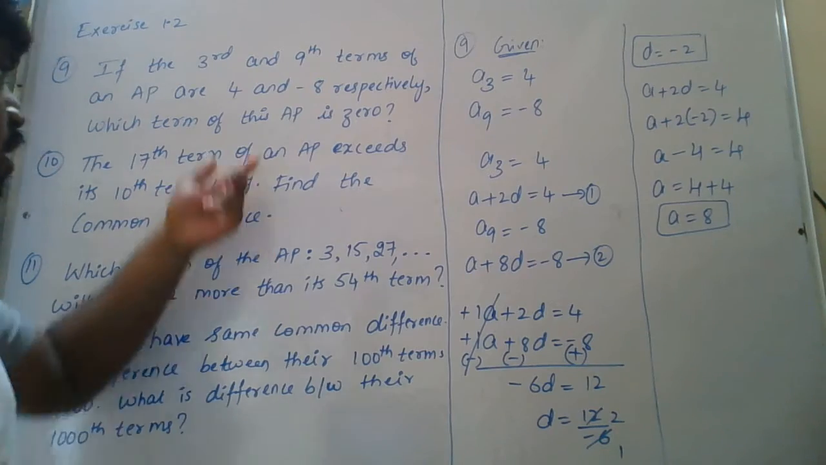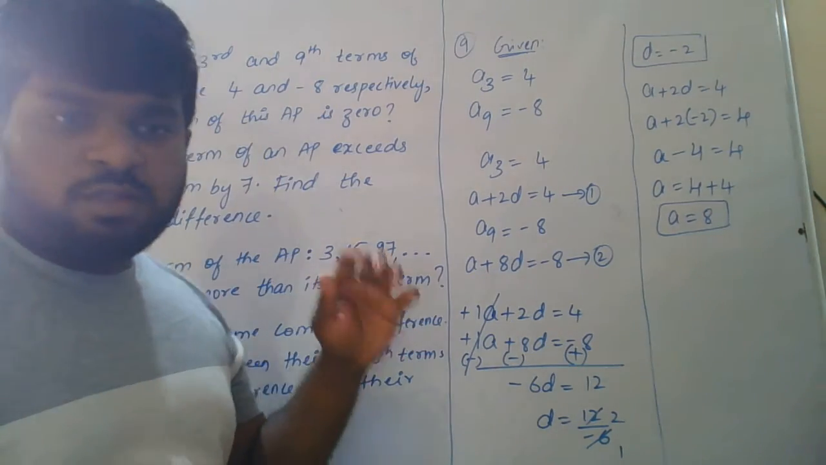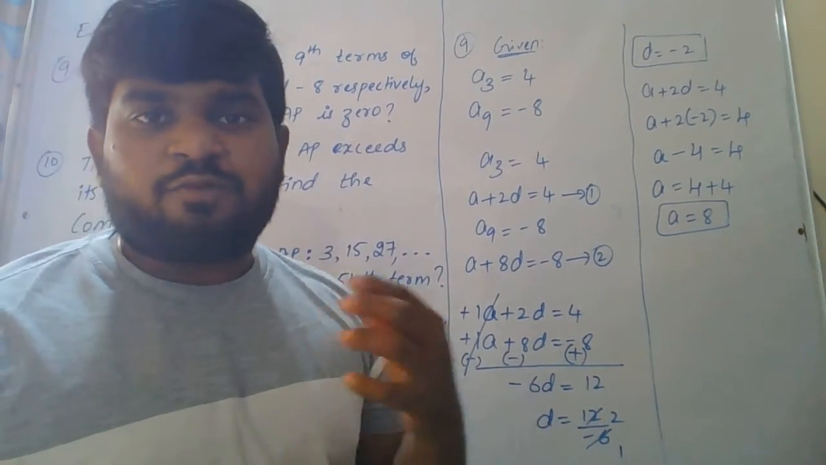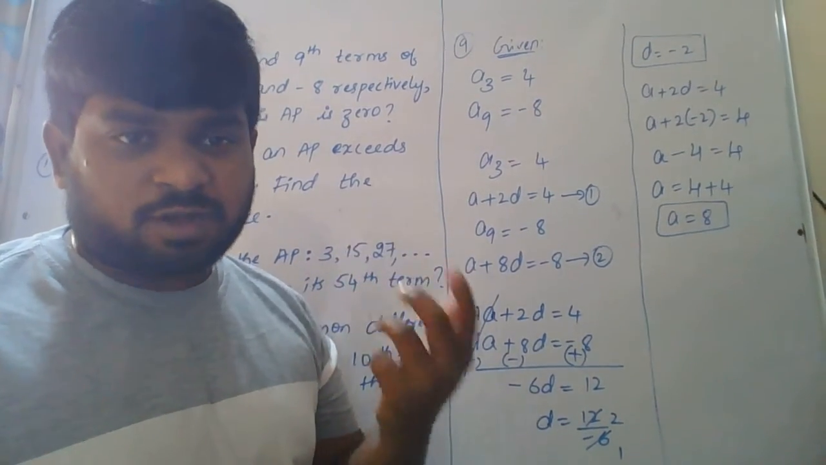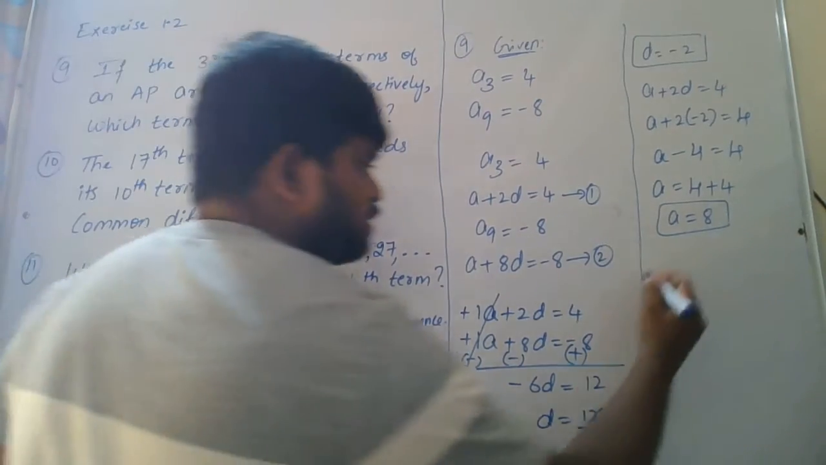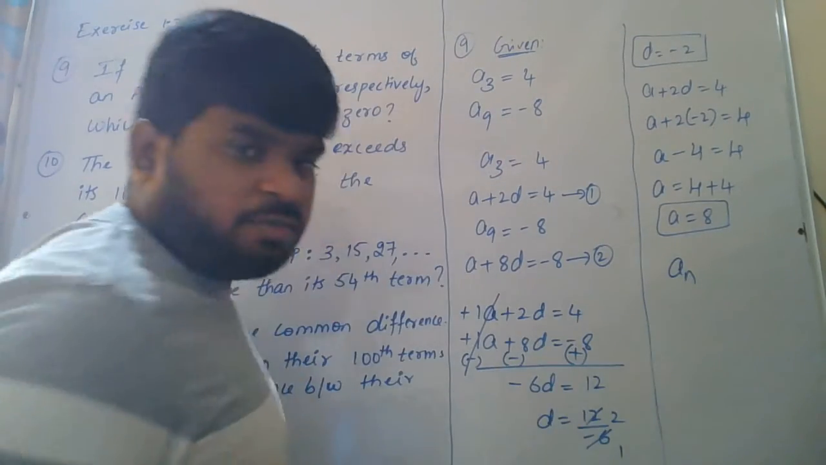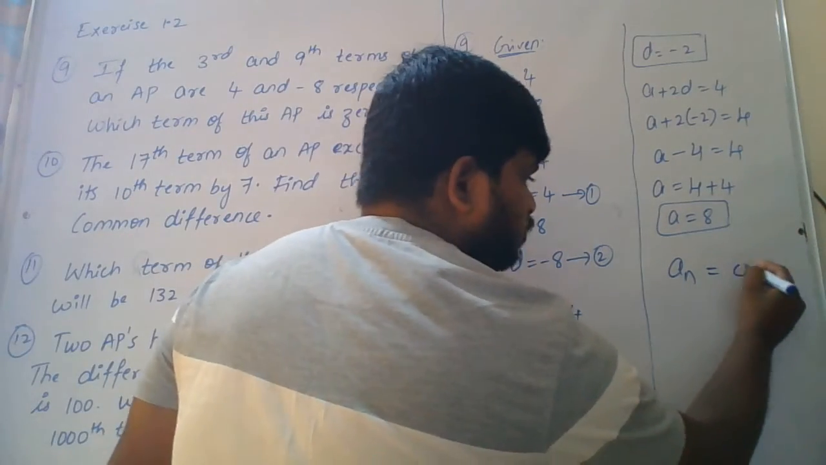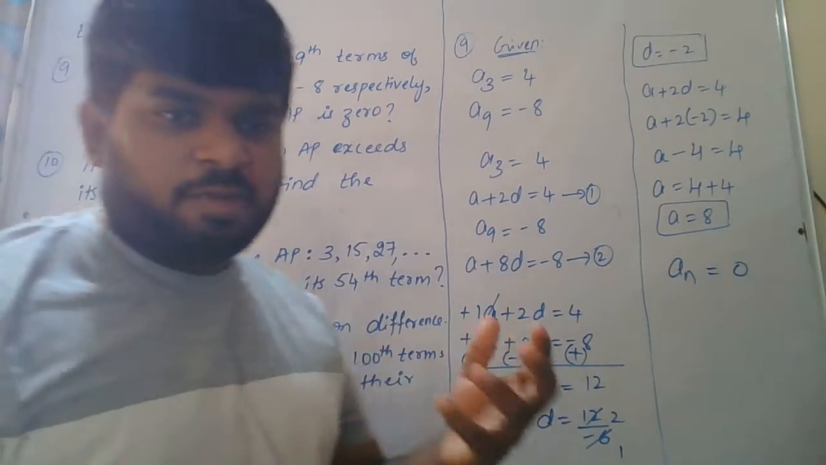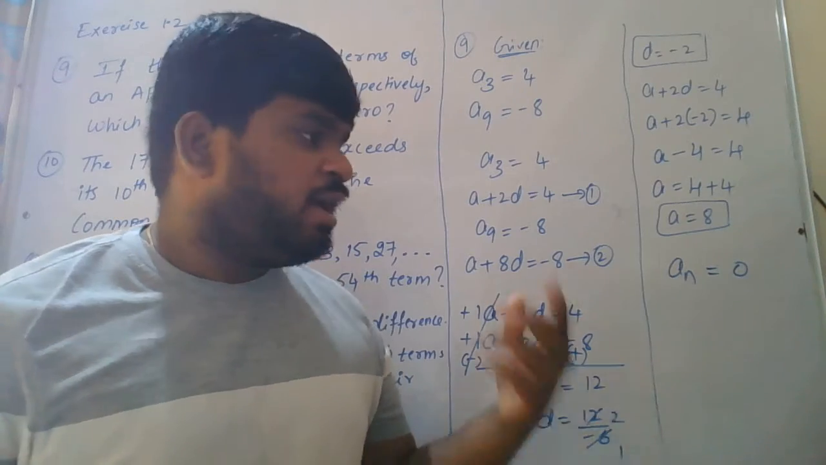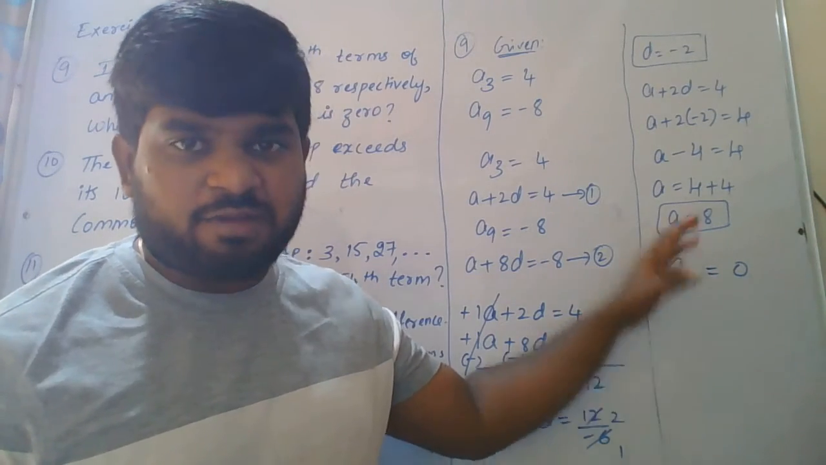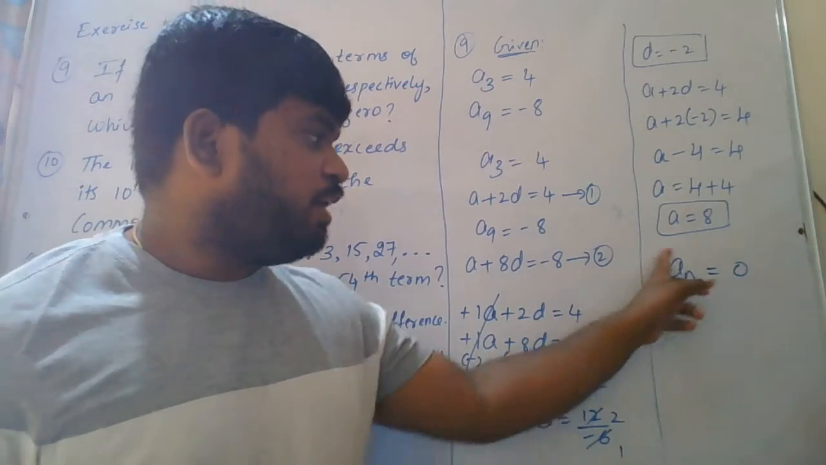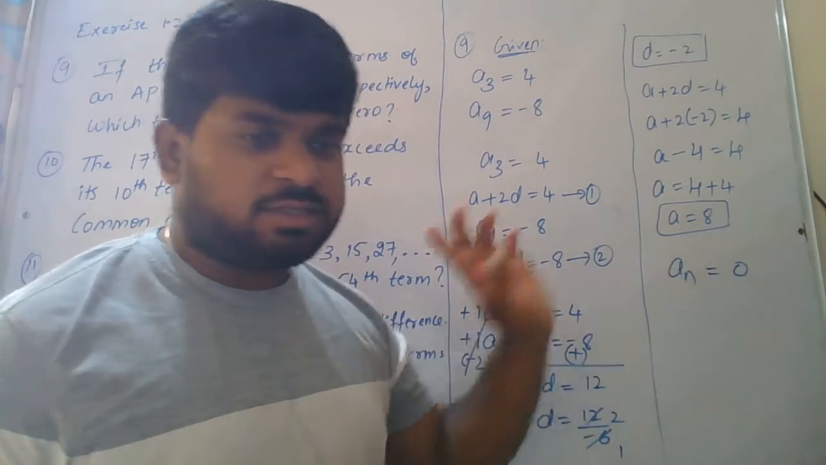There is some term which is 0. We don't know which term it is. I have told you, whenever you don't know the position of the term, you simply take it as An. So there is some nth term. What is the value of this nth term? 0. I don't know which position exactly it is. If it is the 5th position, I would have written A5. If it is the 10th position, I would have written A10. I don't know the position, so I'm going to take it as An. Its value is 0.